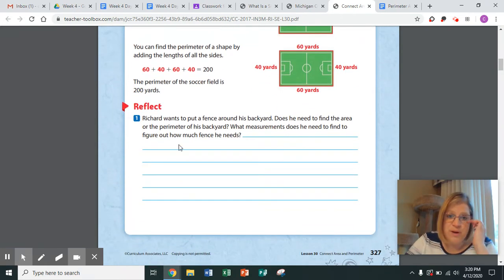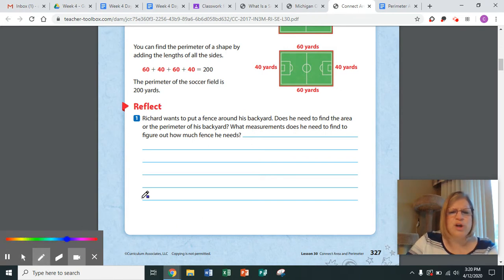So Richard wants to put a fence around his backyard. Does he need to find the area or the perimeter of his backyard? Okay, so what do we think? He wants to make a fence. Do we put a fence in the middle of our yard or around our yard? Good. We want around the yard. Okay, so he would need to find the perimeter. Okay, so you can write that on your line.